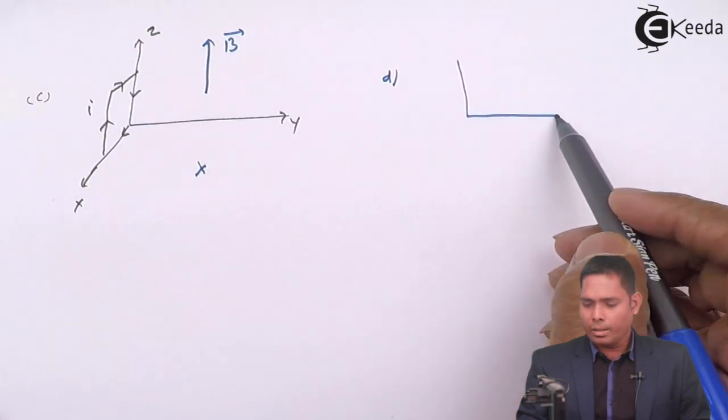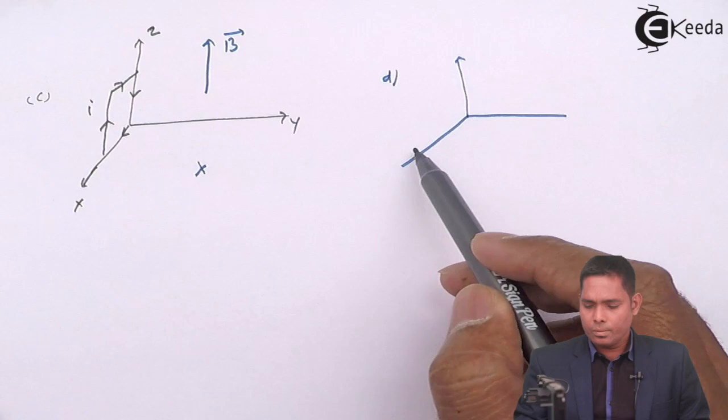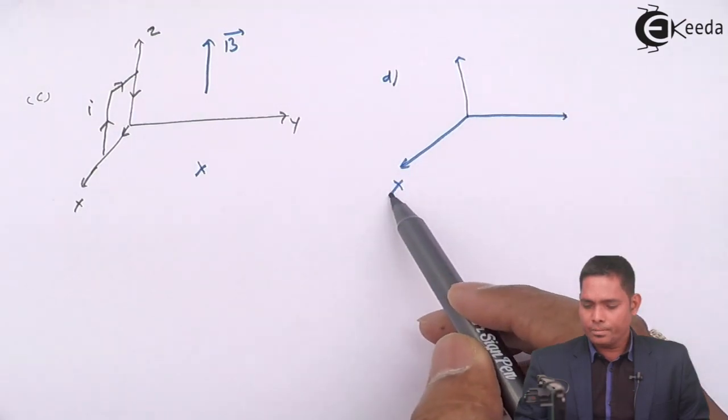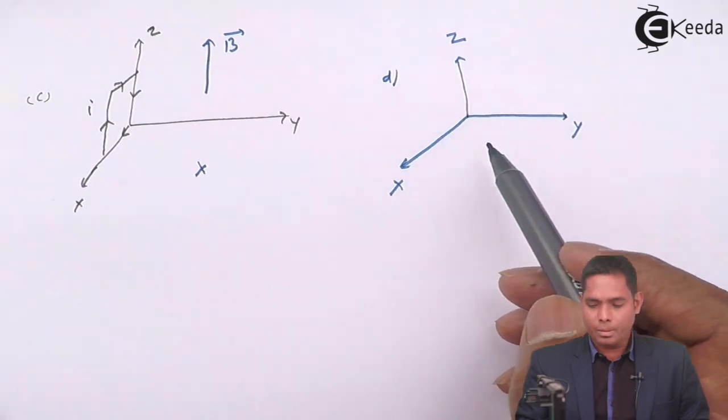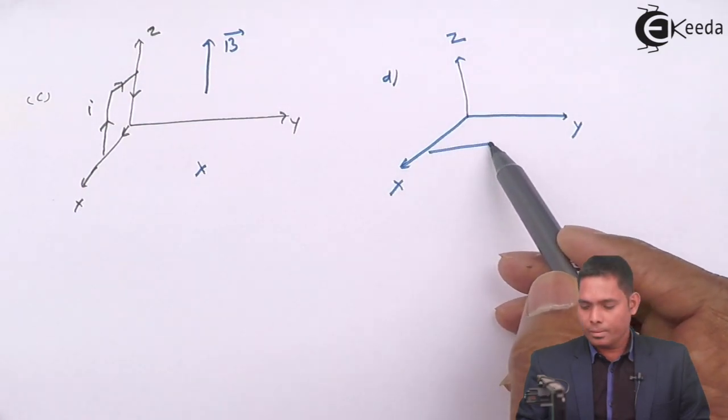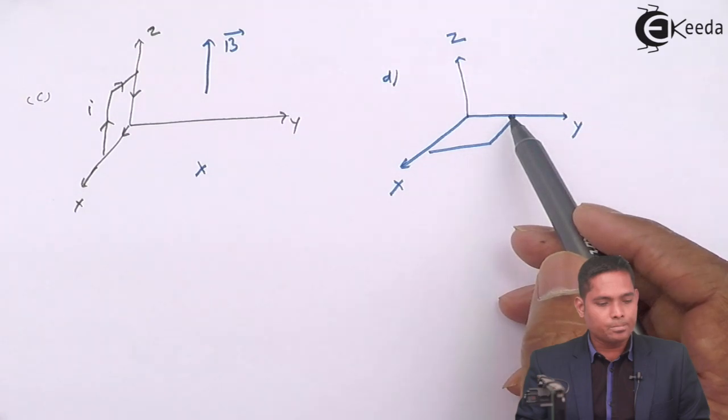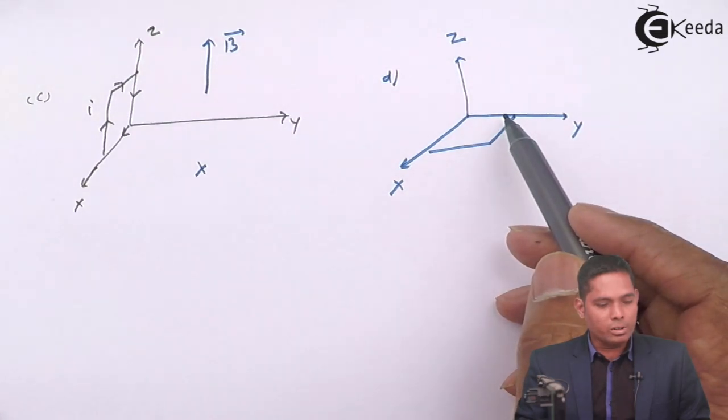Again I have to draw the diagram. This is X, this is Y, this is Z. Now the coil is placed in the XY plane, and this time it is clockwise.